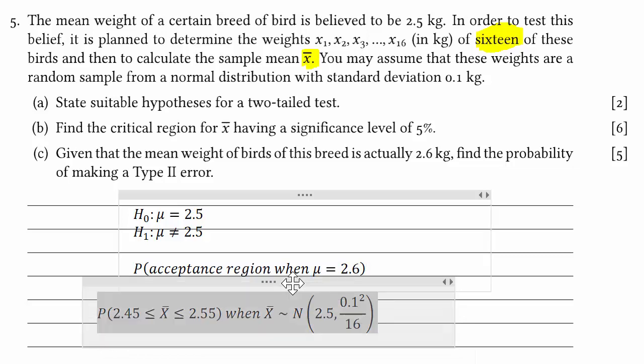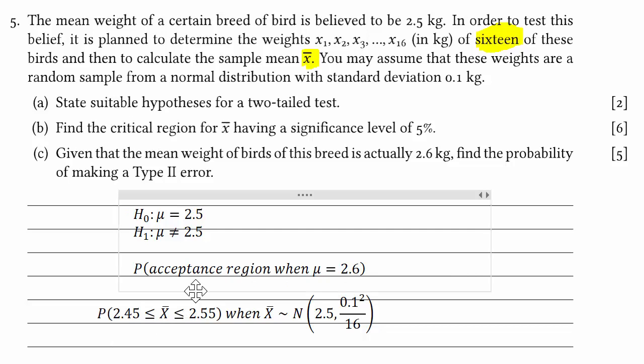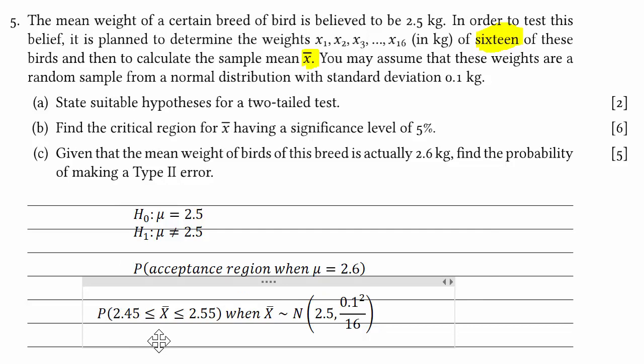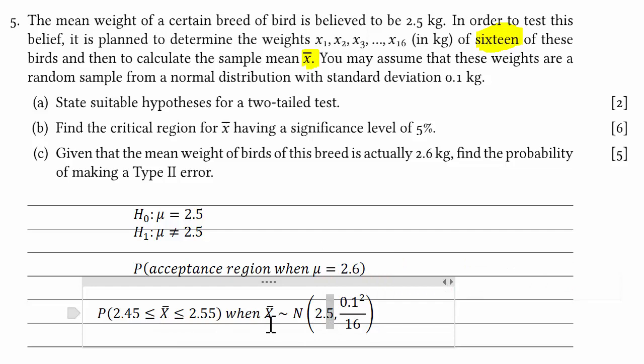And this all boils down to this. This is the acceptance region. We'd worked it out in part B. It's the opposite of the critical region. So what's the probability of being in the acceptance region when the distribution of our sample mean has mean 2.6 rather than 2.5? And so now this is just an NCD question where you type in lower and upper, mean, and this is the variance, so we'd square root that for the standard deviation. Tough question.